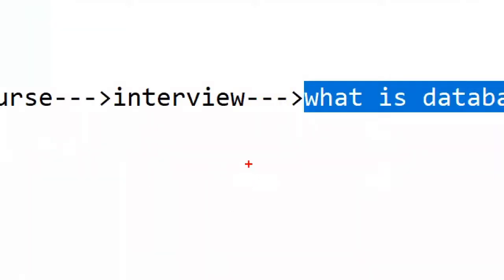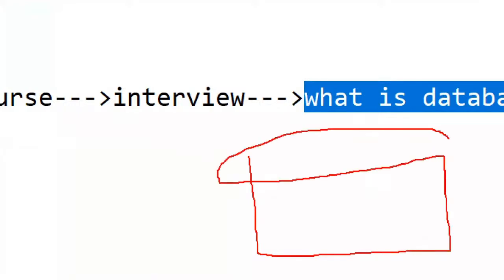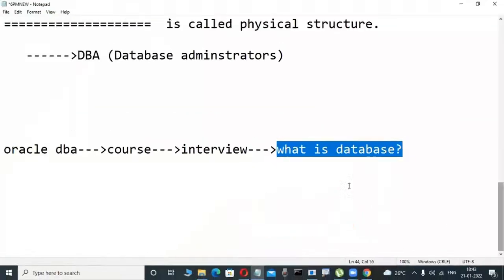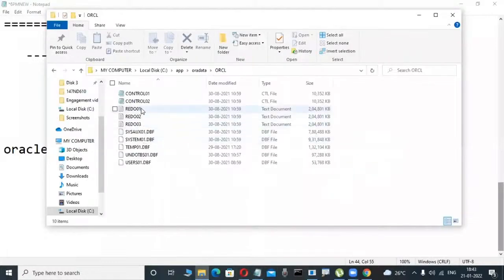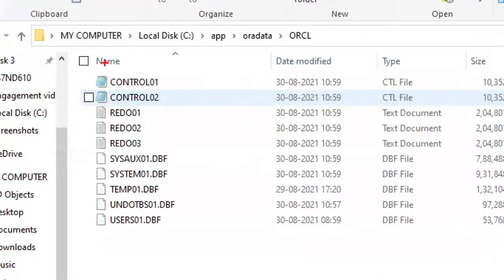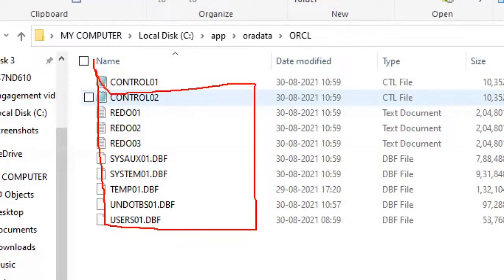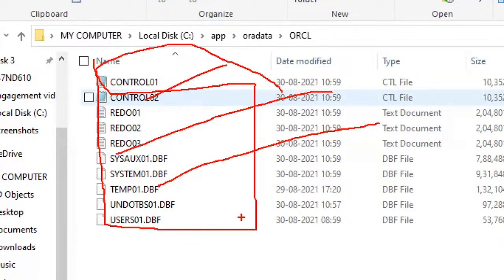Whenever I install Oracle software, some physical files are automatically created on the disk, and they are visible. Observe here: data files, control files, redo log files are there. That's why, for a database administrator, a database is a collection of data files, control files, and redo log files, and that is the original. There is a physical side on the C drive, D drive. Really, the data is stored here only.